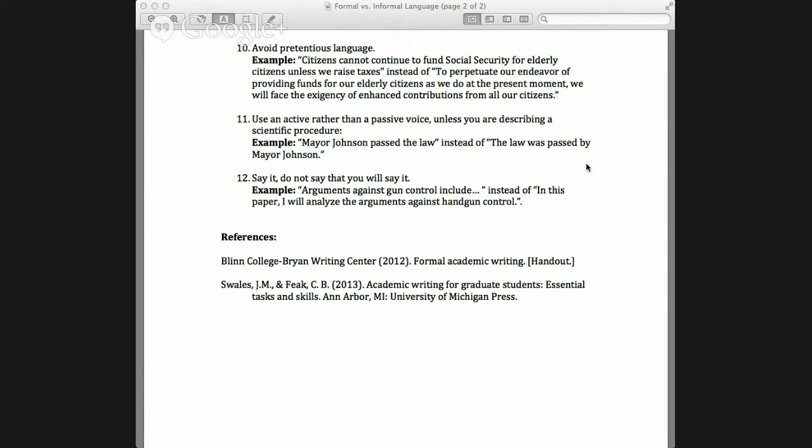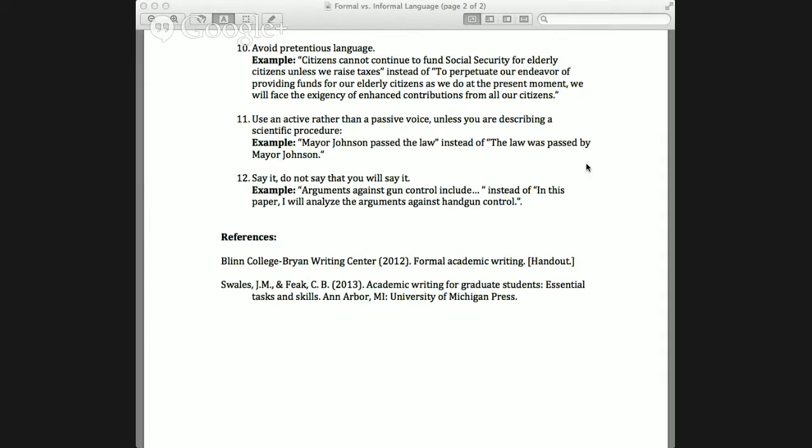So it can be very sneaky to use the passive voice to just say that something happened without a subject. But in reality, every verb, everything that happens is done by an actor, right? So better to just be upfront about it and to say deliberately who did what. So that's the passive voice. Mayor Johnson passed, that's the active voice. Mayor Johnson passed the law.